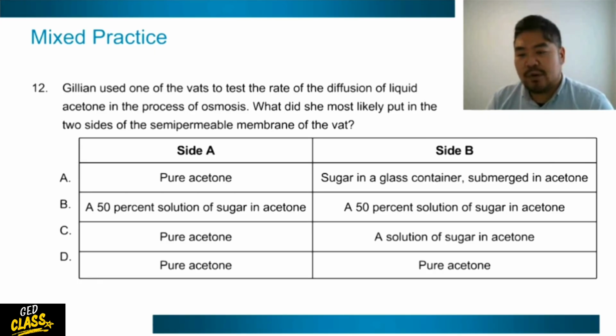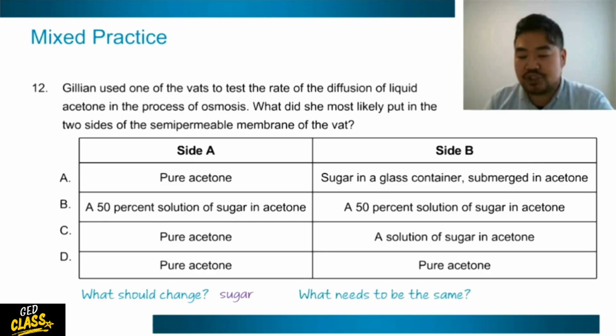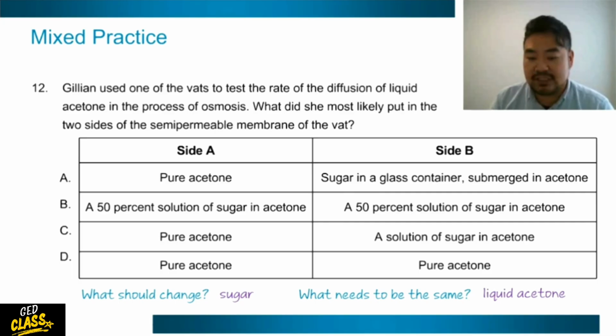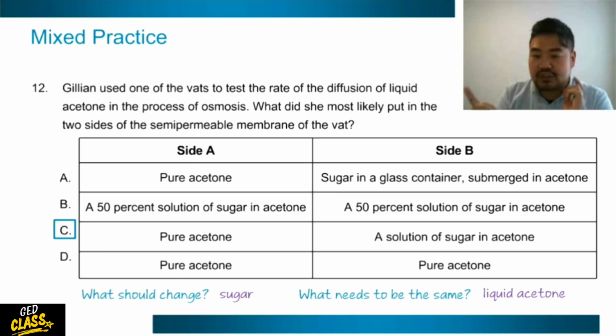Okay, so we want to see which of those choices is going to indicate what she put in the two sides of the membrane of the vat. Well, what should actually change here? What should change is the sugar. But what's going to stay the same? What's going to stay the same is the liquid acetone. How much actual acetone is there? Which of those choices is going to indicate that? One side is going to have sugar and one side is going to have liquid acetone, and that's going to be answer choice C. Pure acetone on one side, a solution of sugar on the other. That way, Jillian will be able to measure the rate of diffusion.